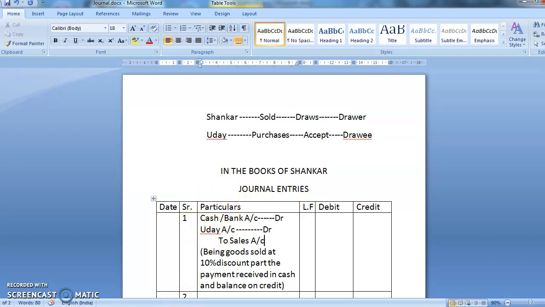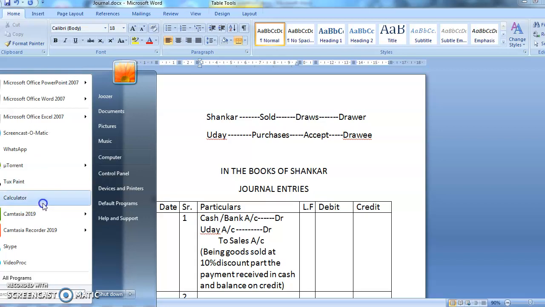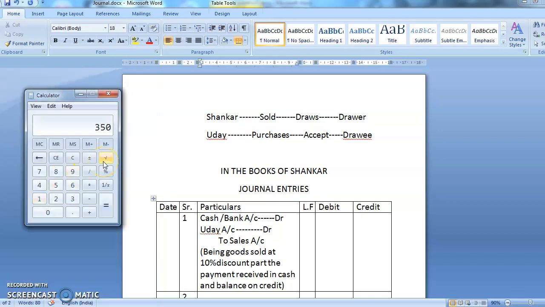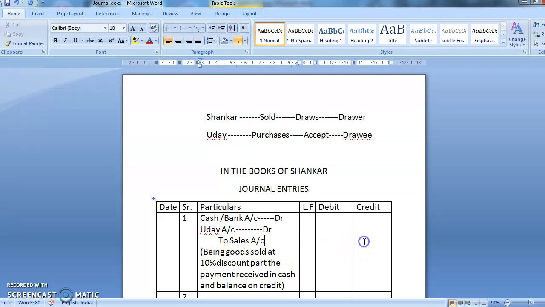Now what was the thing? Uday bought goods worth rupees 35,000. So 35,000 was the goods value less 10% trade discount. Now see, 10% TD is 3,500. Okay. So, you know, trade discount is never recorded in the books of account. You only do the calculation of it. So 35,000 minus 3,500, yes, so the goods are sold for 31,500. Okay. So the selling value of the goods is 31,500.